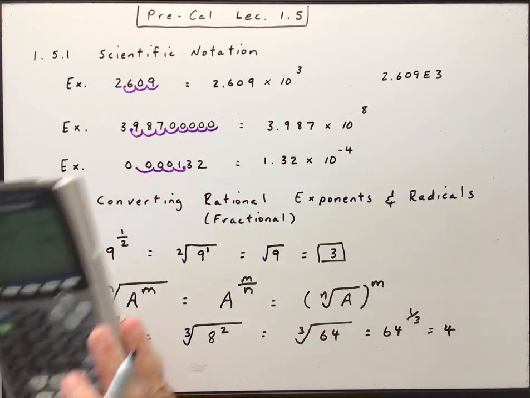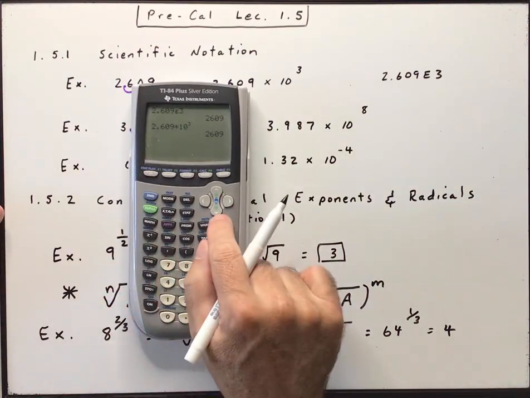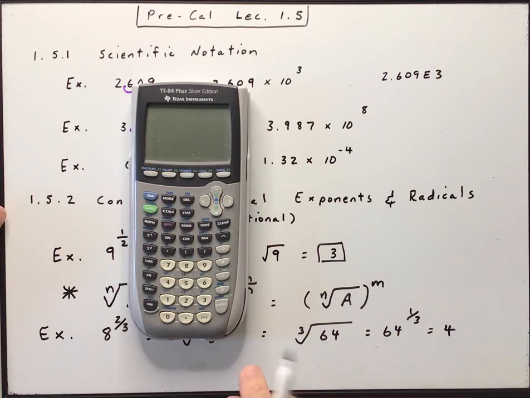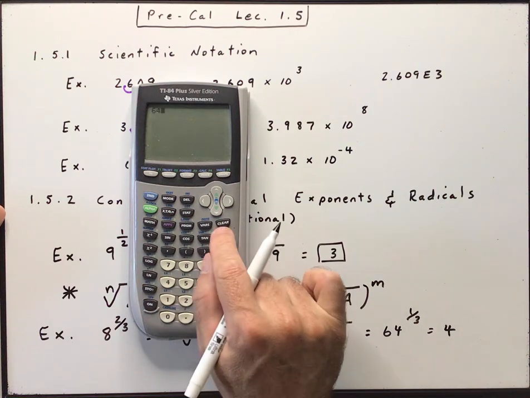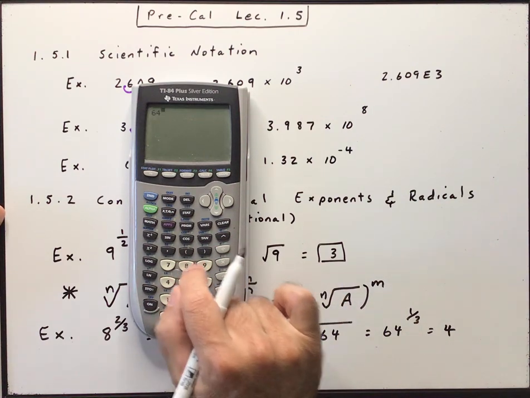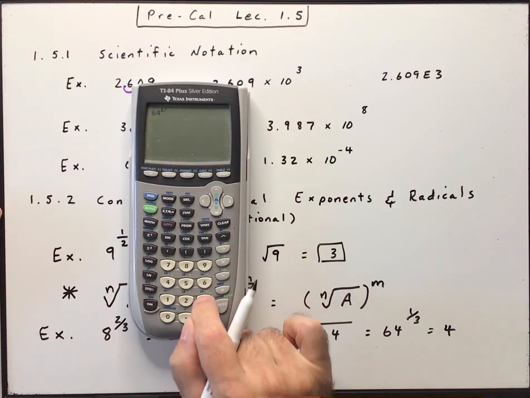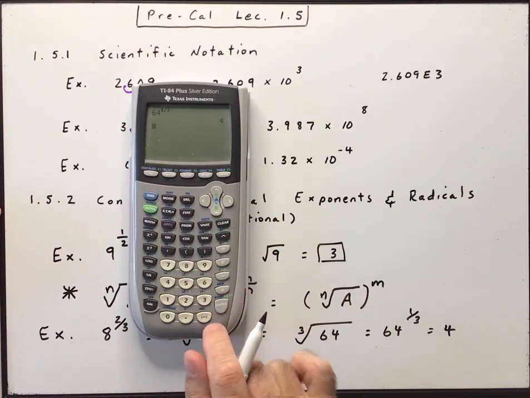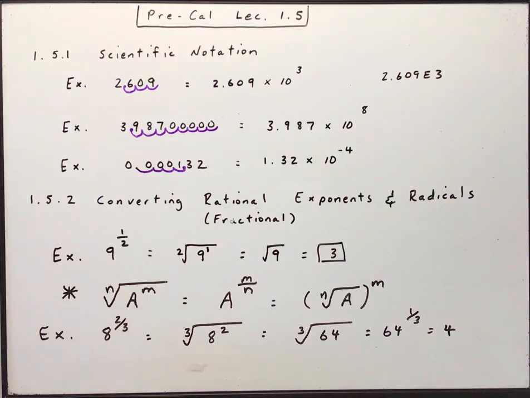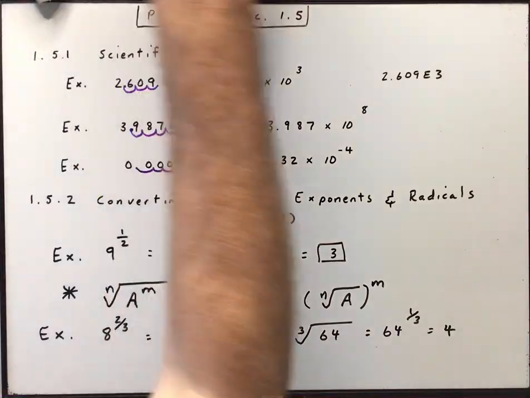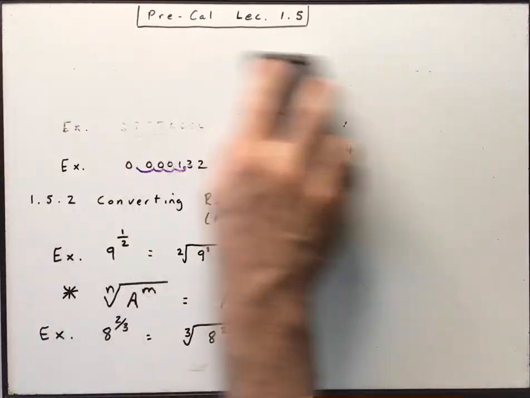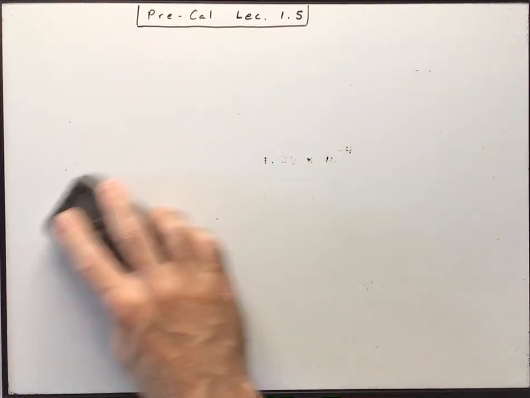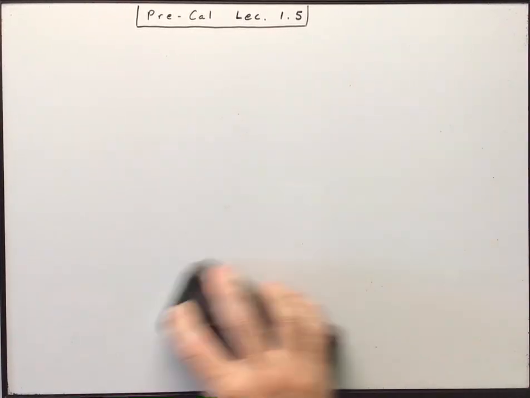Now, you need to work this on your homework. You need to work these problems without a calculator, but you can certainly check them. And the way to check them is take 64, and then hit this caret symbol, and then do 1 divided by 3 as an exponent, and you'll see that's equal to 4. All right, let me take a second and erase these notes, and we'll continue on in section 1.5.2. Very short lecture today. Hopefully it's all review.